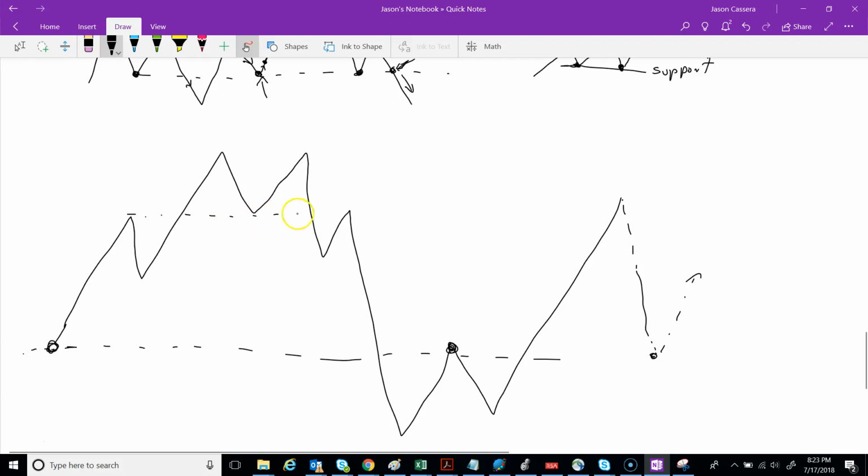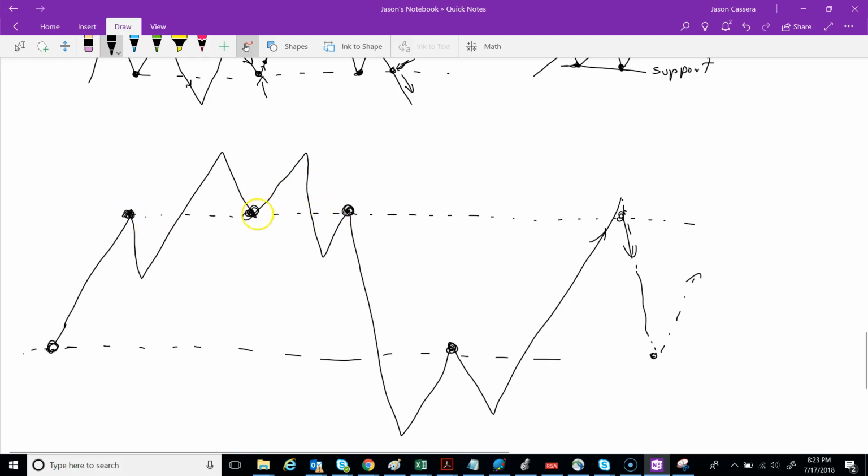Like this point, right? So you saw that it hit this point, it hit this point, it hit this point. So we're like, okay, we could draw a line through here. There's something going on here. In the future, it might come up here and maybe get rejected and become a resistance because of previous points.